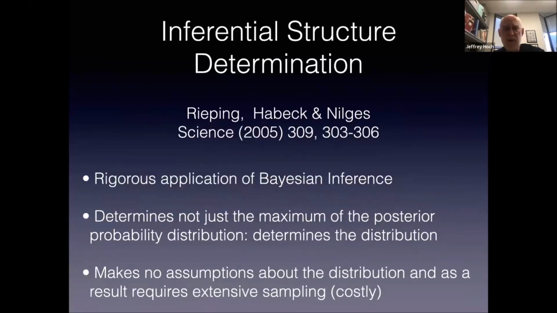The general solution to this was elegantly posed by Michael Nilges and his group back in 2005. It's called inferential structure determination, which is a very rigorous way of solving this problem. The only issue is that because it makes no assumption about the nature of the error distribution, it requires exhaustive sampling in order to map out the distribution of errors. As a result, it's very costly to apply.